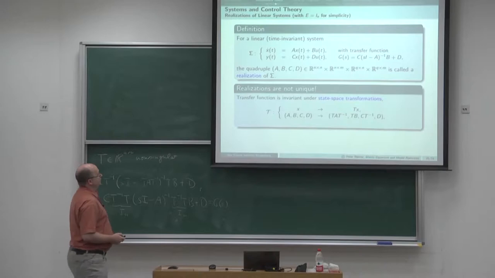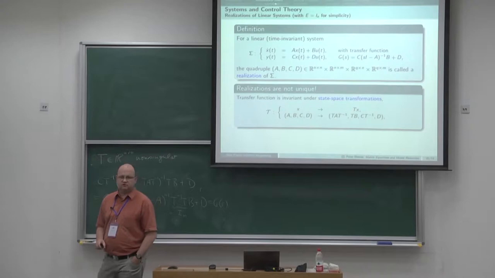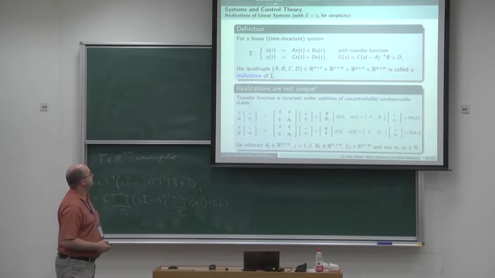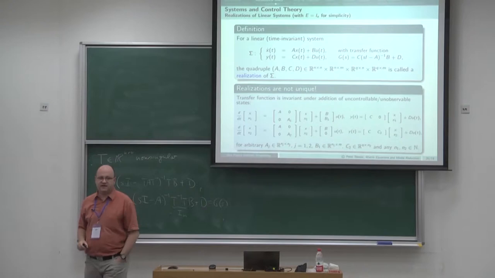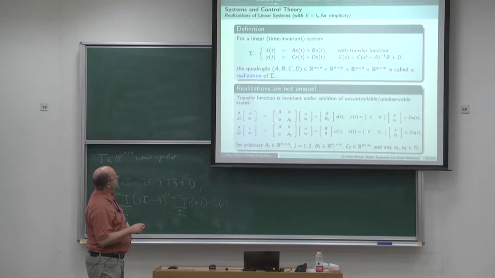Okay, now there are many non-singular matrices, and any of them gives you a new realization. That means you have infinitely many realizations of your system. But there's more. You can also augment your system in many ways. Here are just two. You can just add rows and columns to the system, like in this way.